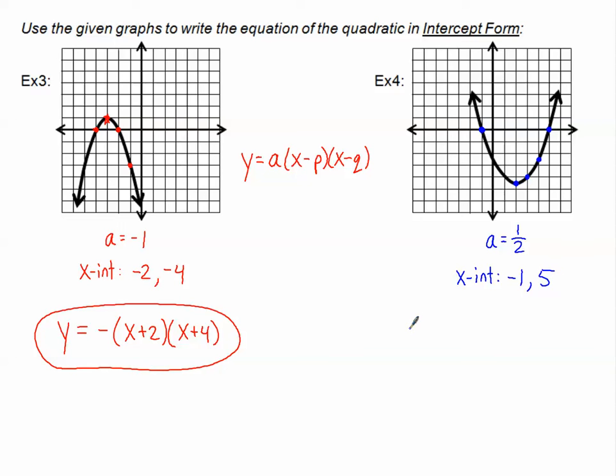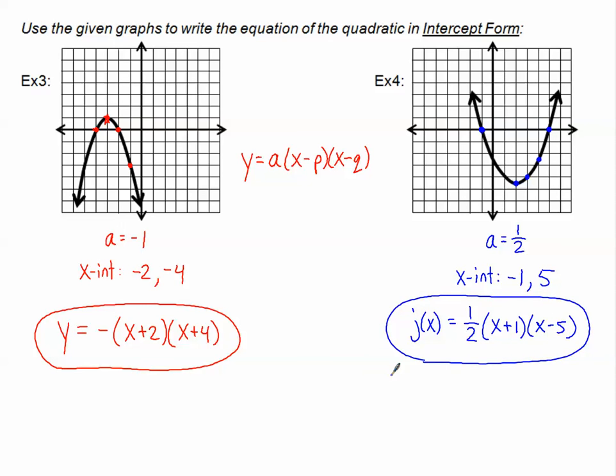So now we can write our equation. Instead of being boring and doing y equals, I'm going to do j of x. Haven't used j of x yet. We'll put our 1/2 for A. We'll do x minus -1, which turns into x plus 1, and x minus 5, which is x minus 5. And there is our equation. So pretty simple to write it into intercept form. Find A, find the intercepts, and then plug them on in.